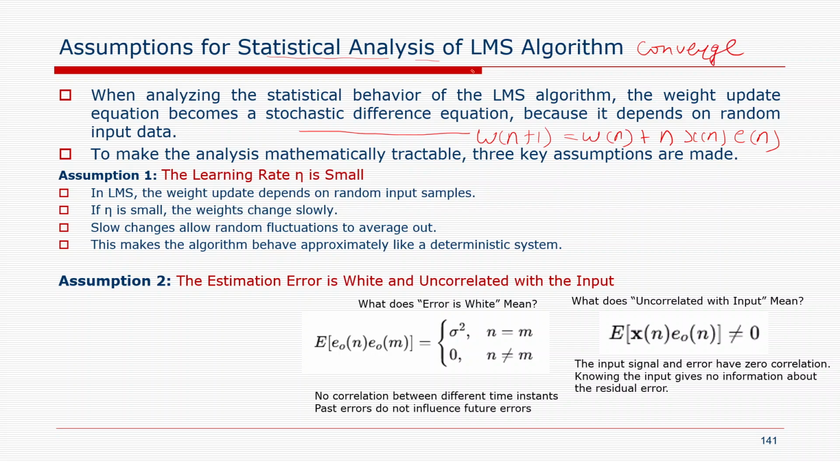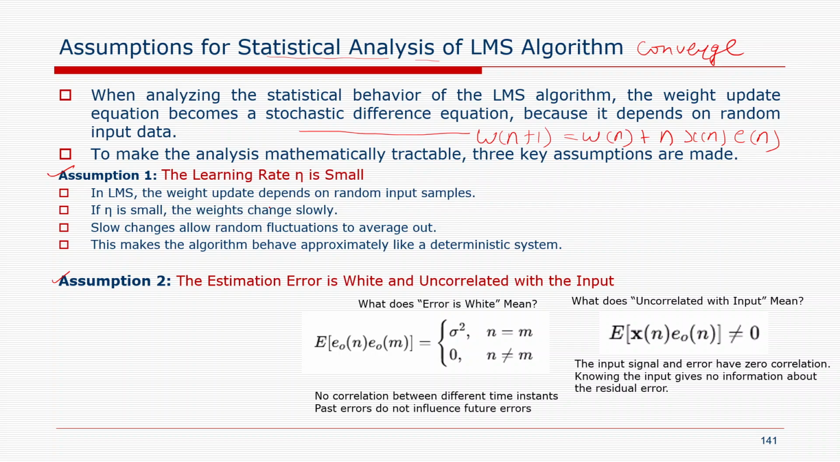Now, to show that this LMS algorithm will converge, we are going to make three assumptions: assumption 1, assumption 2, and assumption 3. Using these assumptions, we can show that the LMS algorithm will converge. What is the first assumption? That is, the learning rate is small. That is, the learning rate parameter we have to take small.